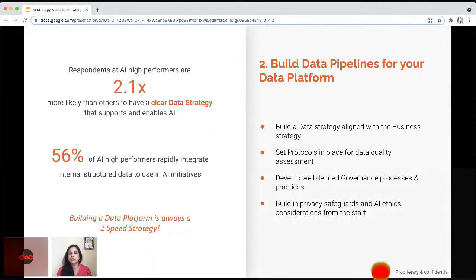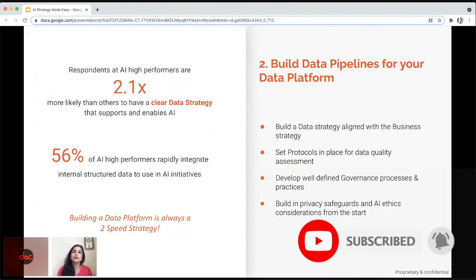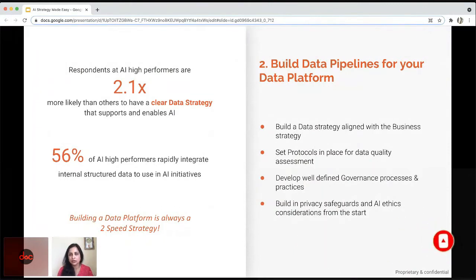The steps to build your data pipeline are, first, align your data strategy with your business strategy. Given this is the objective I want to achieve, this is the data that will help me achieve those objectives. The second thing is set protocols in place for data quality assessment, which is, if your data is of poor quality, can you assess it and improve the quality? Because poor quality data will result in poor results, and can result in biased results, which is actually even more dangerous. The third thing is to define well-defined governance processes, so that you have data dictionaries in place and a data catalog in place, so that you have a very standardized way of looking at the data.